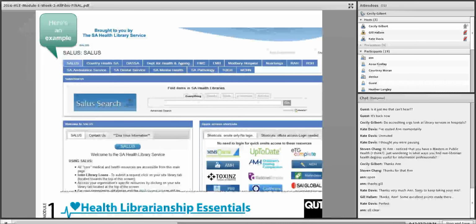Across the top of the screen underneath the SALUS name, you can see tabs for each of the hospitals or health service providers in South Australian Health. And this is really handy because it allows people who come to the SALUS webpage to immediately click through to the institution that they're affiliated with, whether that's South Australian Mental Health or the Queen Elizabeth Hospital or Flinders Medical Centre. As you can see from the tabs, it's a very clean way of allowing people to go straight to the products which are provided by their home library, as well as being able to see what's available to the entire group of the state.